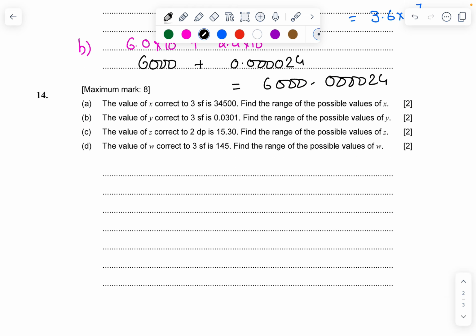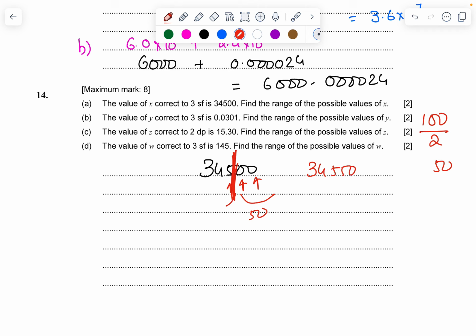Question number 14. The value of x correct to three significant figures is 34,500. Find the range of values. Three significant figures, 34,500. 1, 2, 3. So it is being corrected over here. The approximation would have been done up to here, which is nothing but 100. 100 divided by 2, 50. So add 50 to this, which is 34,550, and subtract 50 from this, 34,450, and use less than or equals to and less than.